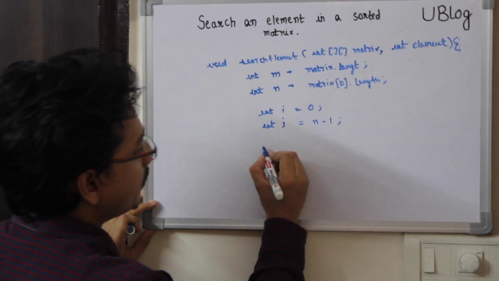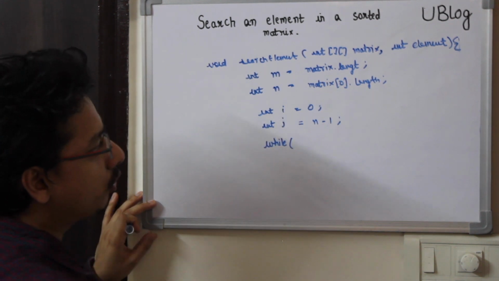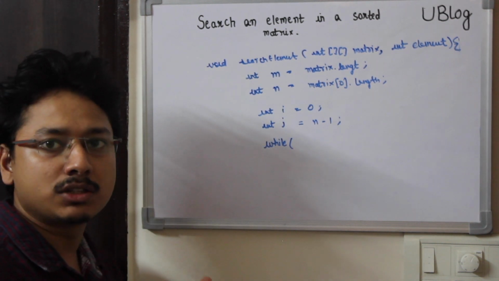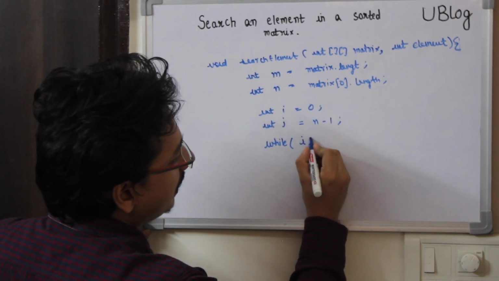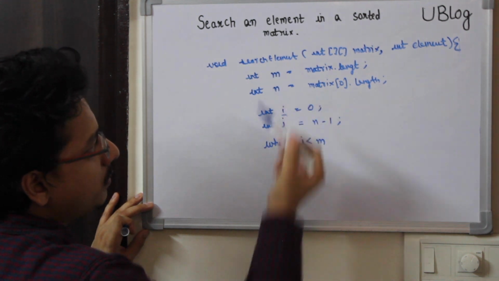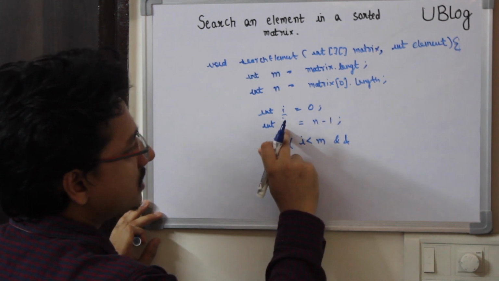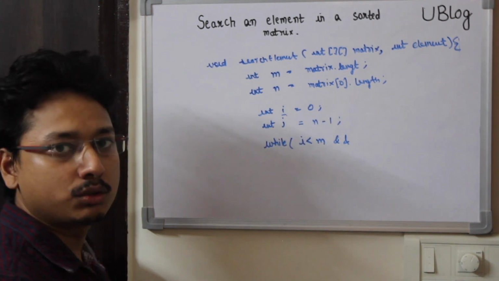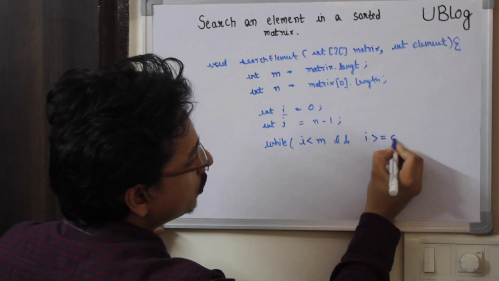Now what I need to do is traverse the elements. Since I am starting from i equal to 0, I need to take care that i does not become greater than the number of rows. So i less than m, my current row should always be less than the total number of rows. And since I am starting from the last column, I need to check that my column is always greater than or equal to 0, so j greater than or equal to 0.